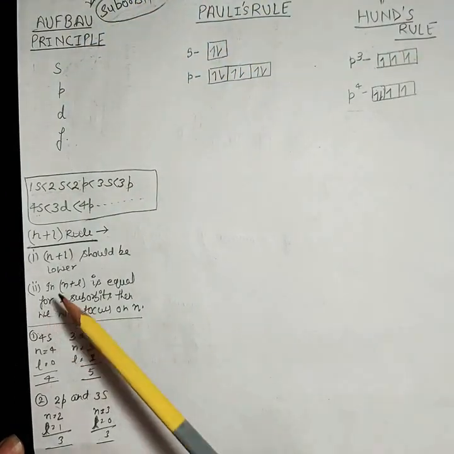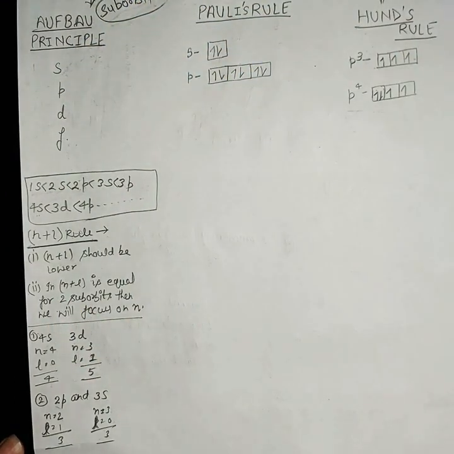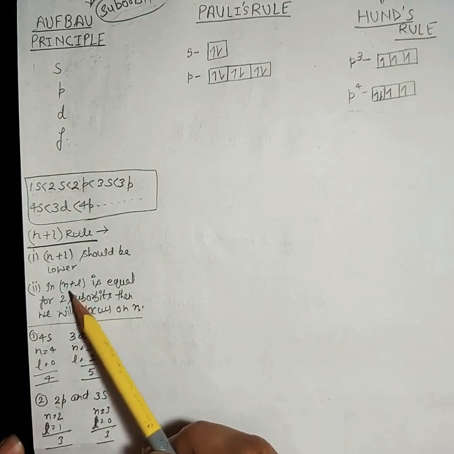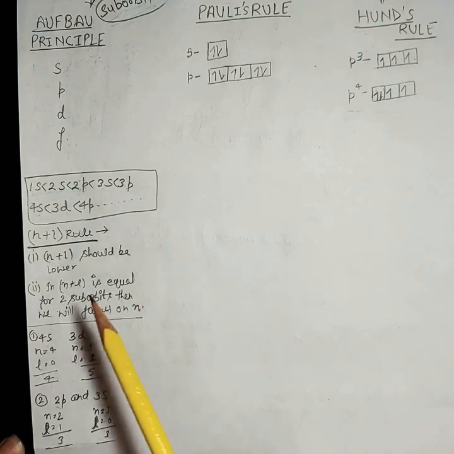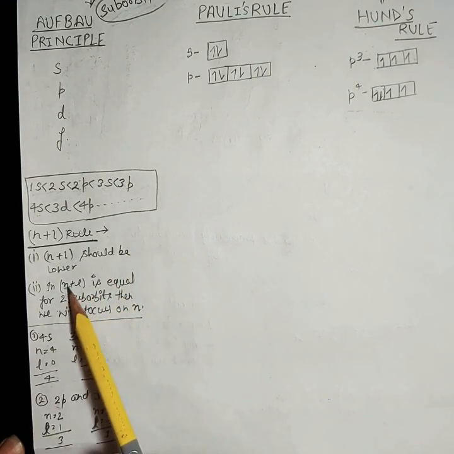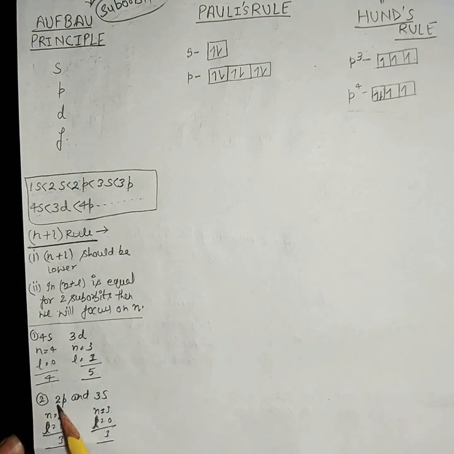Now the second point says that if the n plus l value is equal for two suborbits, then what will we do? In that case we'll focus on the value of n only. Like if we compare 2p and 3s: for 2p, n equals 2, as the orbit is 2 here, and l for p suborbit is 1, so n plus l will be 3. For 3s, n equals 3 and l equals 0, so n plus l will be 3.